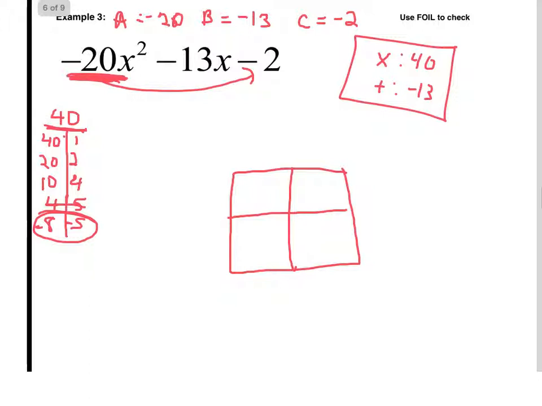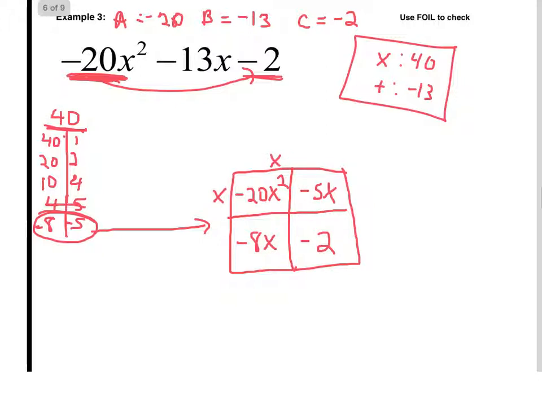So I know that the negative 20x squared goes here, and I put the negative 2 at the bottom right corner. Then the two factors that I found are going to go here, negative 8x and negative 5x. Now you might have to reverse those around. You might have to switch those at some point. So then you're going to work backwards, and you look at this here and you say, okay, what multiplies to negative 20x squared? Well, you know you have to have an x and an x. So an x and an x makes x squared.